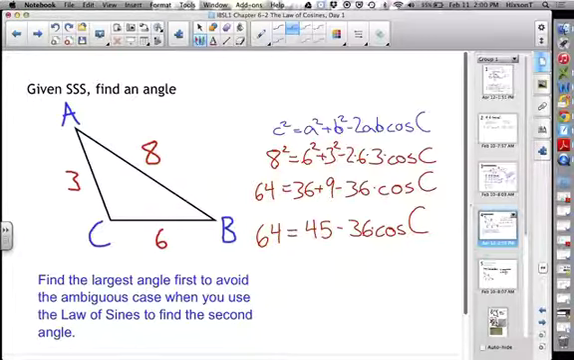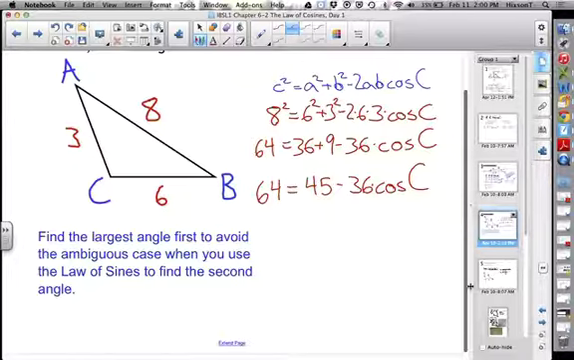I got a negative as my answer. That's okay, alright? As my answer for what C is. For the angle itself? Okay, did you hit inverse cosine? Oh, I used sine. Yeah. Make sure you just hit inverse cosine. So we subtract here 45 from 64. That gives us 19.